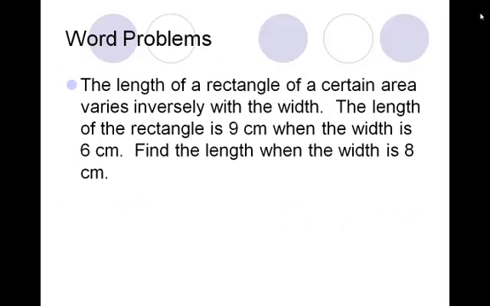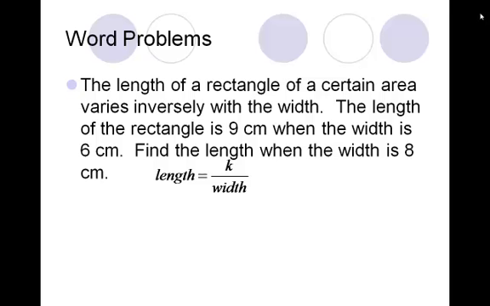Okay, now let's look at this in a word problem. The length of a rectangle of a certain area varies inversely with the width. Alright, stop right there and think about the inverse variation formula. We have the length varying inversely with the width. Here's what our formula is going to look like. Length equals K over width.